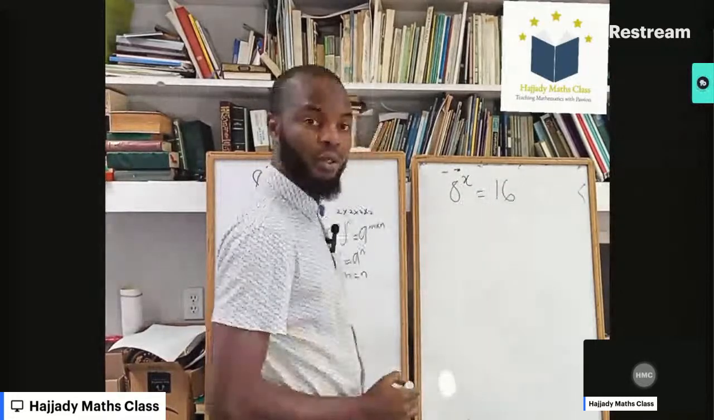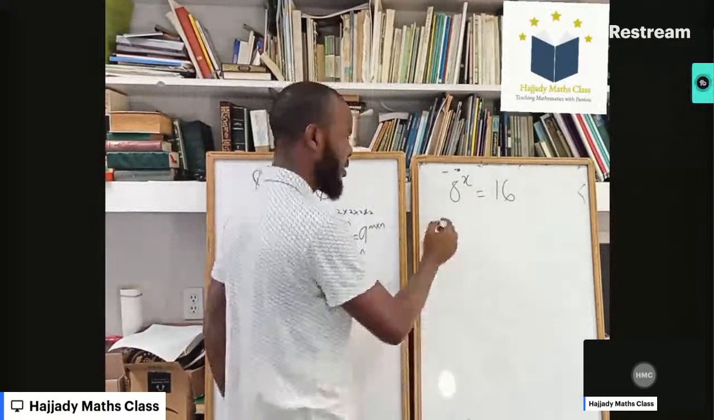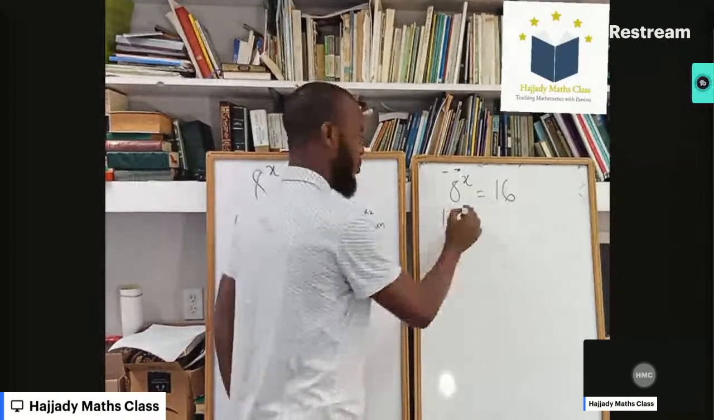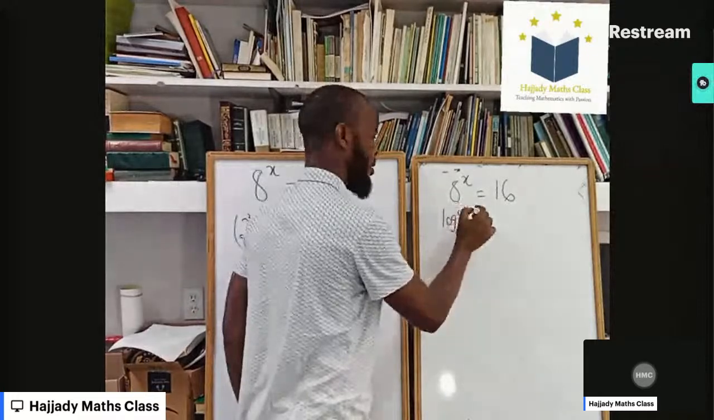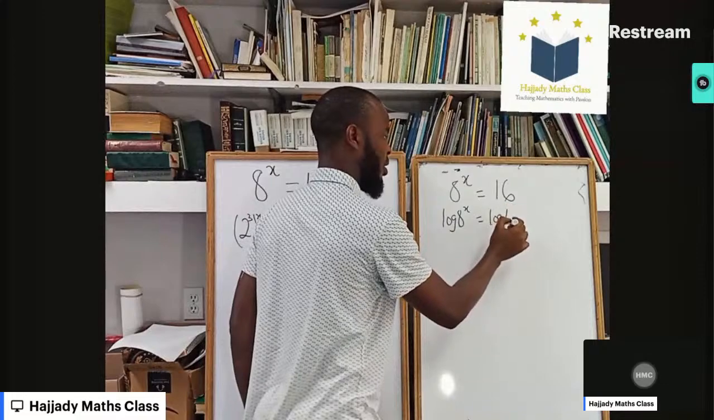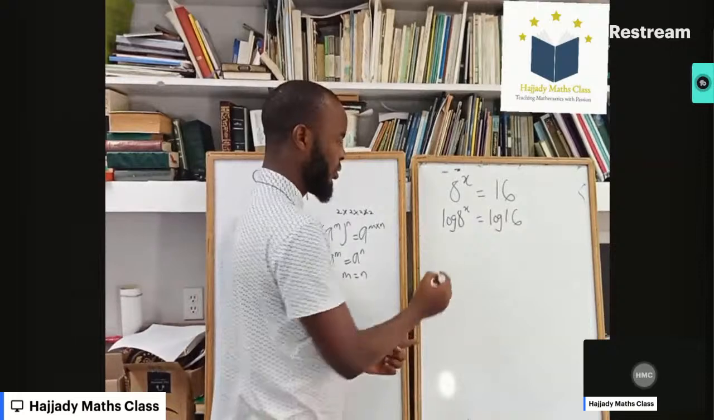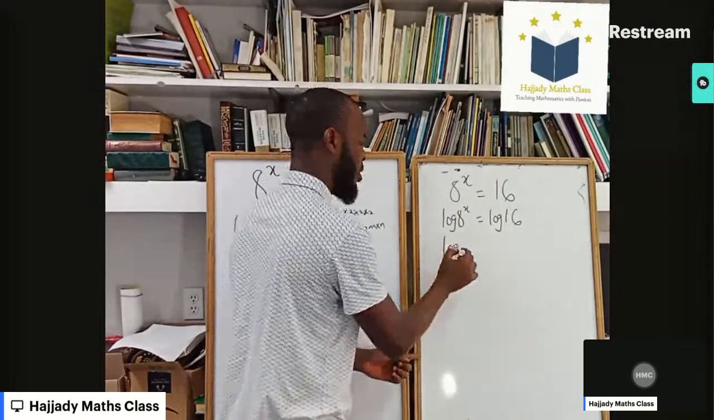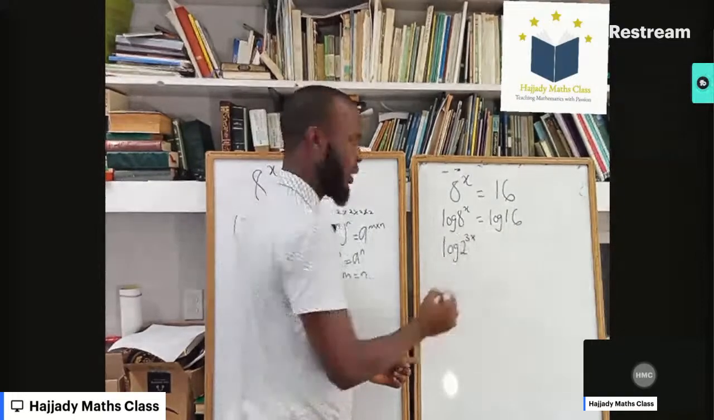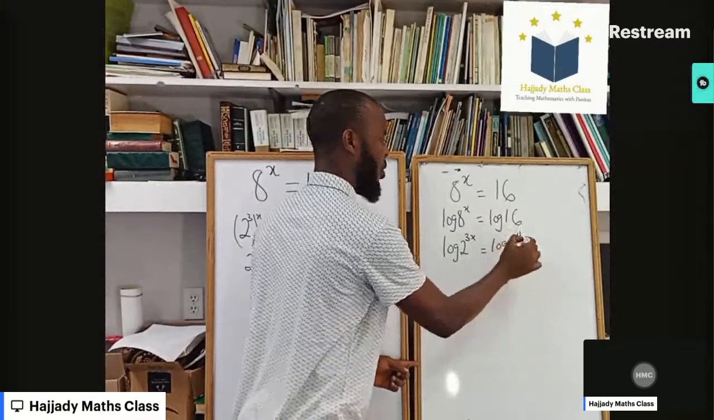This is for method 2. Here I'm going to use the rule of logarithm. By applying logarithm to both sides, here I'm having log in base 10 of 8 to the power of x equals log in base 10 of 16. So using the same rule of indices here, I'm having log of 2 to the power of 3x equals log of 2 to the power of 4.